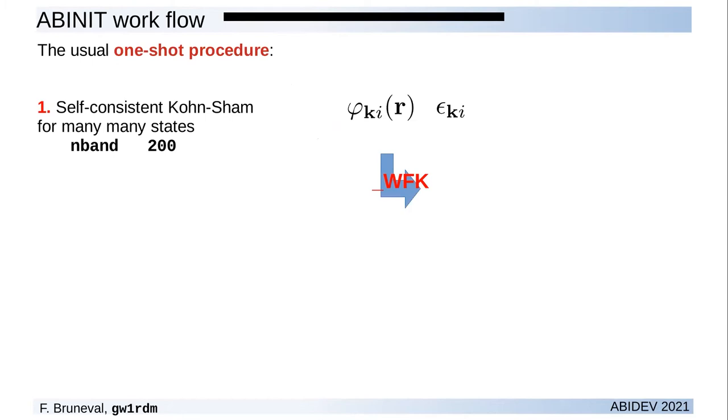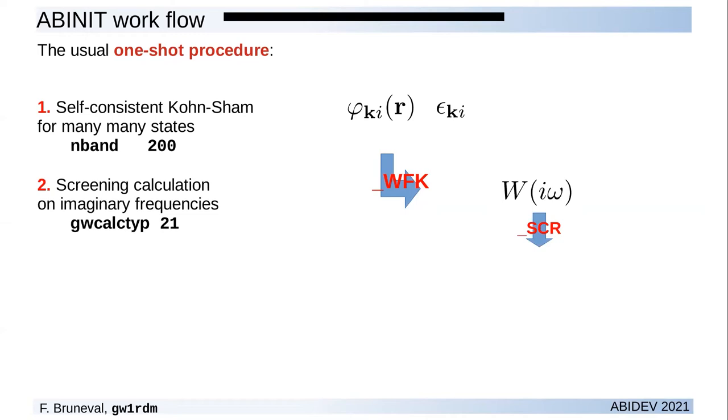So if you want to get the GW1RDM, then you have to start with just a regular DFT GW calculation using the usual one-shot procedure. One-shot means that we first do a self-consistent Kohn-Sham calculation with many, many states. And when I say many, it's really a lot. So for instance, here I put n-band 200, but let's say it's the typical number of states that you would need for a unit cell of silicon or something like that. From this self-consistent Kohn-Sham calculation, you obtain the wave functions and the eigenvalues that are stored in the WFK file. So that's just regular.